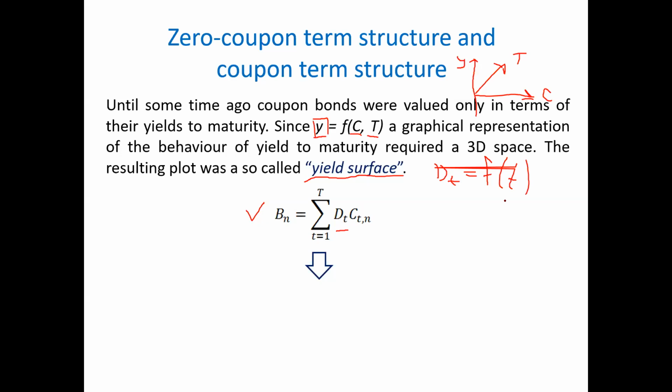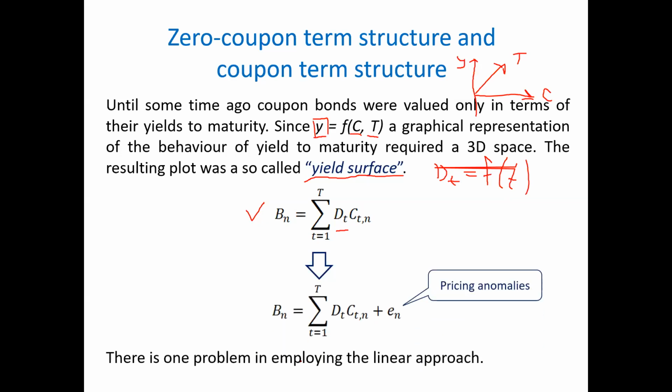So how are we going to detect pricing anomalies? First of all, we will add some error term here, because indeed, if there is no error term, then we can say that pricing is consistent. That is, we have a perfect and very clear relationship between the discount price and the coupon bonds price. So in order to allow for pricing anomalies, we will add an error term. It can be either positive or negative.